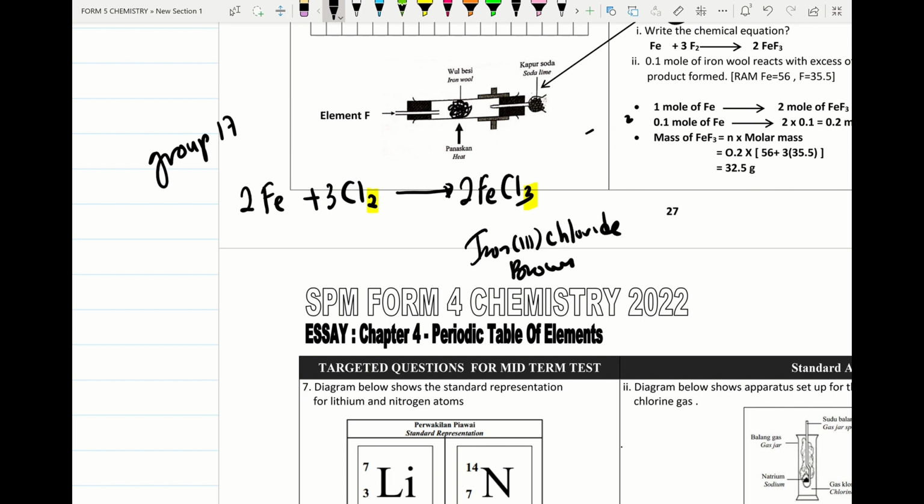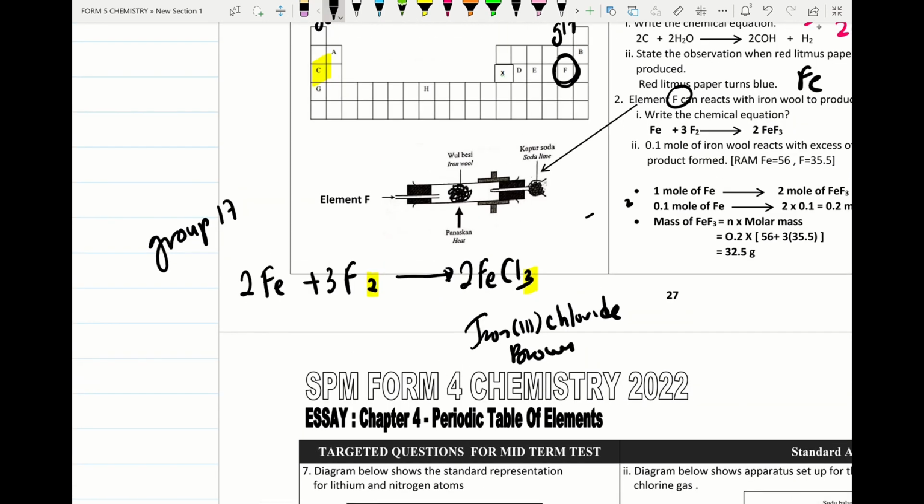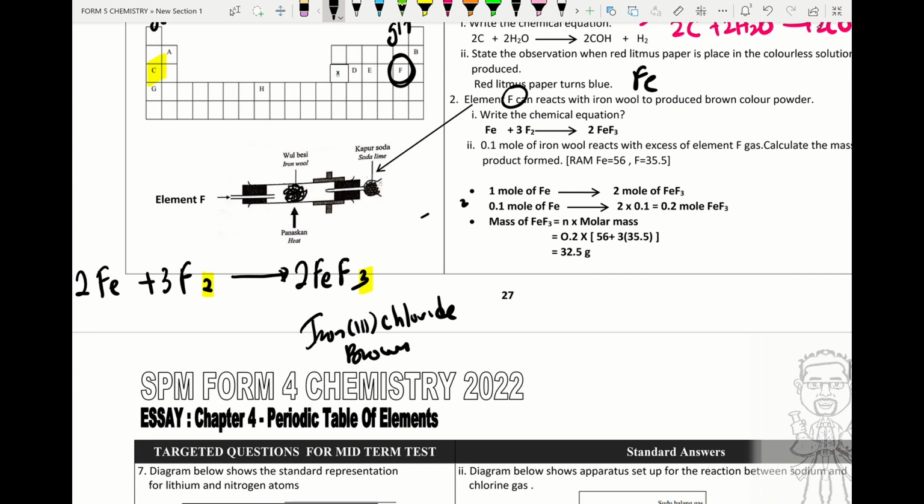All right, and please remember we change this one into F. So the element given in the periodic table is F, and this one we change it into F. So the answer is given here.